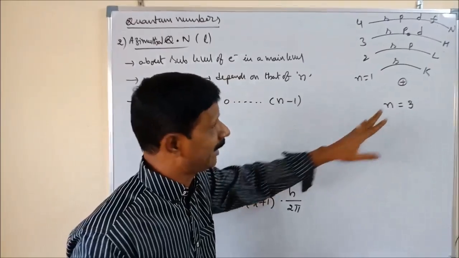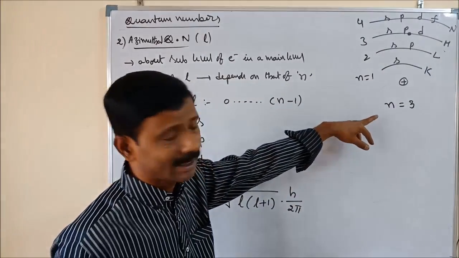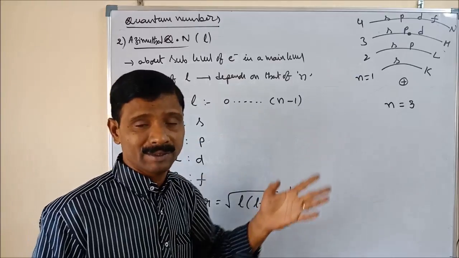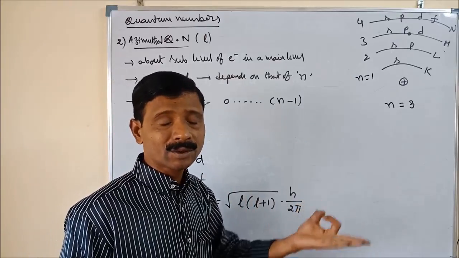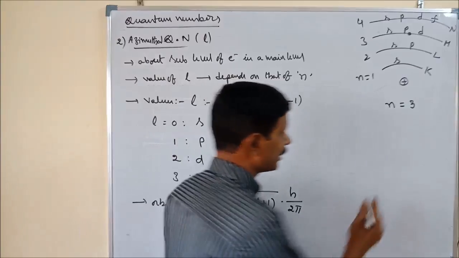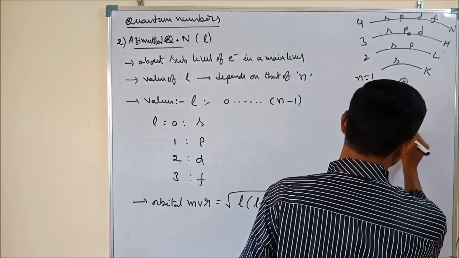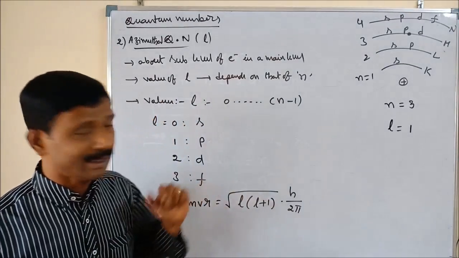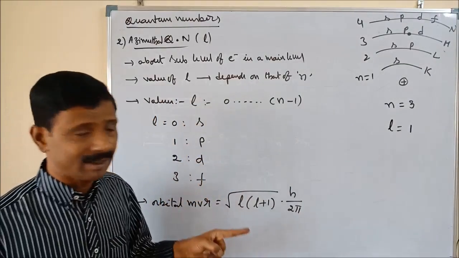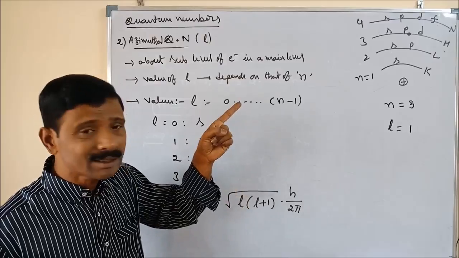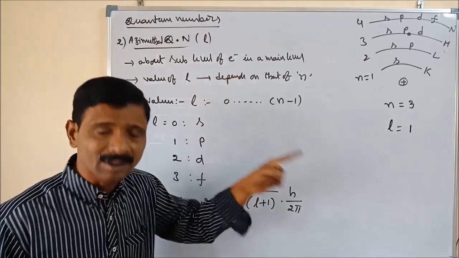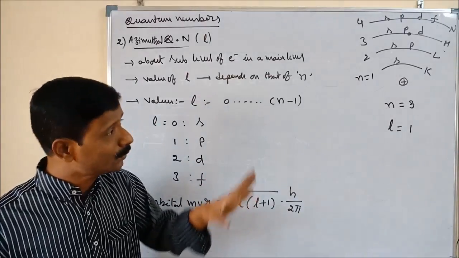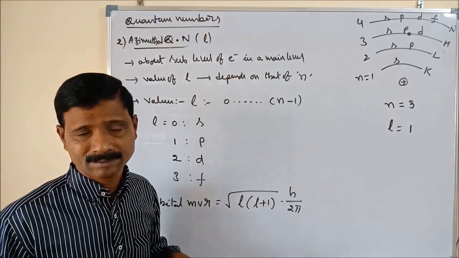Now, once again come to the diagram. Already you know that the electron is present in the third orbit. But in the third orbit, we have three sublevels: s, p, d. So in which sublevel is that electron present? See, for example, if l equal to 1, that indicates that the electron we require is present in the p sublevel of the third orbit. Up to that we got the information.